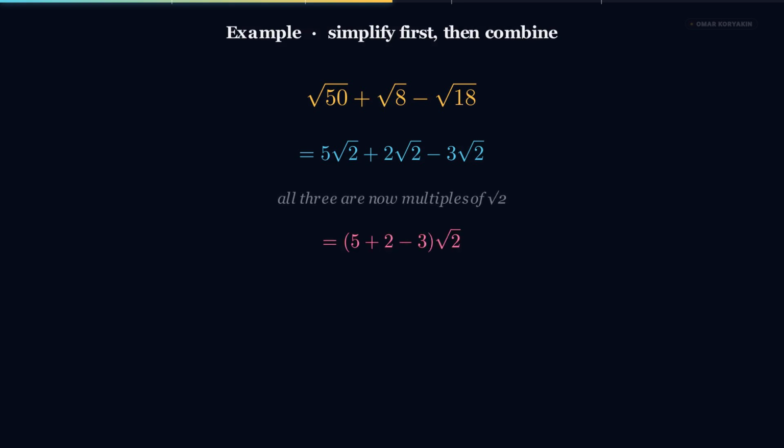Now all three are like radicals. Combine the coefficients. 5 plus 2 minus 3 equals 4. The radical part stays as the square root of 2. The simplified expression is 4 root 2. Without the simplify-first step, the original expression looks like a sum of three different radicals. After simplification, the structure reveals itself as a single multiple of root 2.